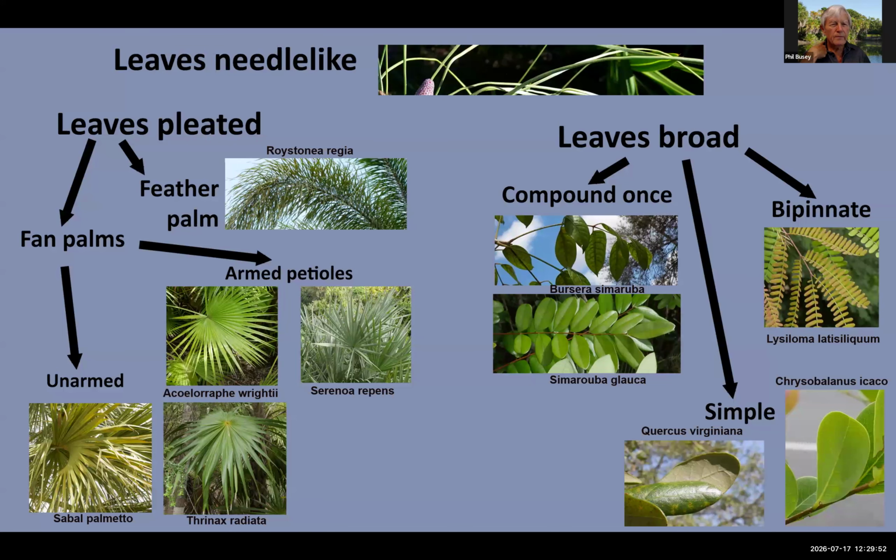We can use technical characteristics in a dichotomous key. Here, the first question is, are the leaves needle-like, which could be pines and conifers, or are they not needle-like? And if they're not needle-like, are they pleated, which would be the palms, or broadleaf, which would be the dicots? And then ask other questions. Are they compound? Are they simple?